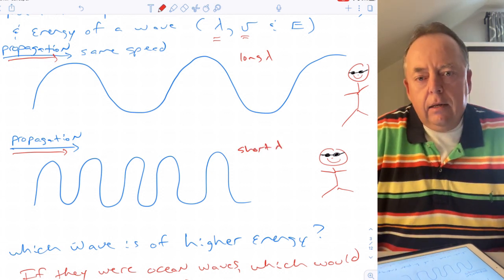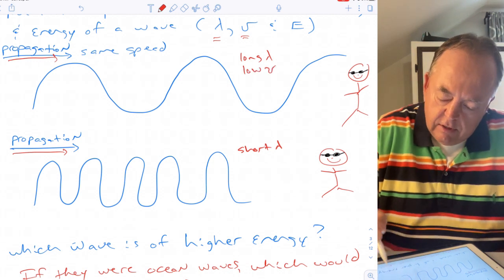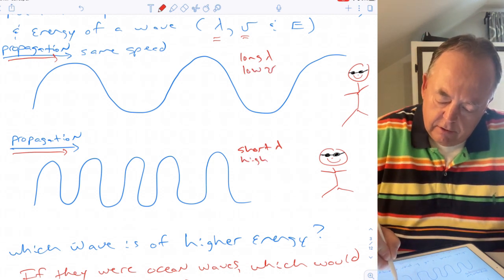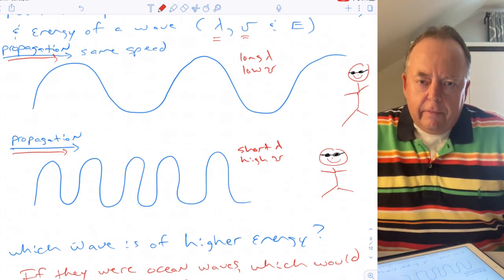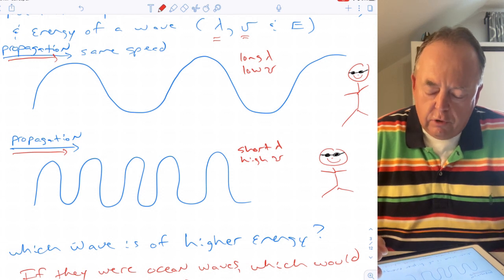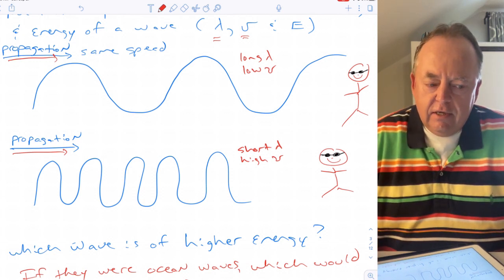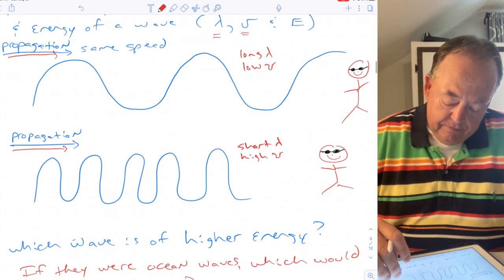And which would be high and low frequency? So this would be low frequency, and this would be high frequency, right? So if those two waves were coming at you, which wave's going to wear you out the fastest? Which are you going to have to expend the most energy to oppose? And that would be the one on the bottom, right?